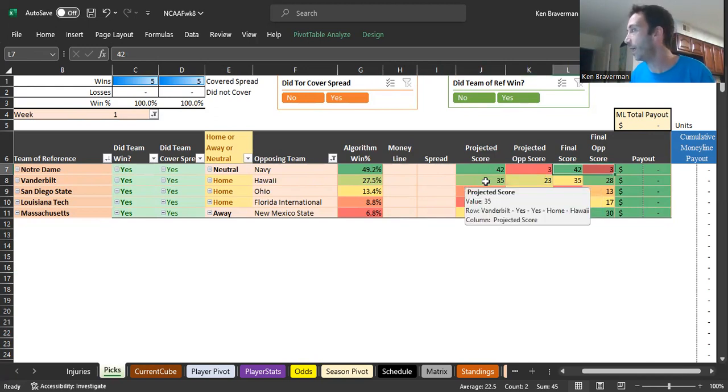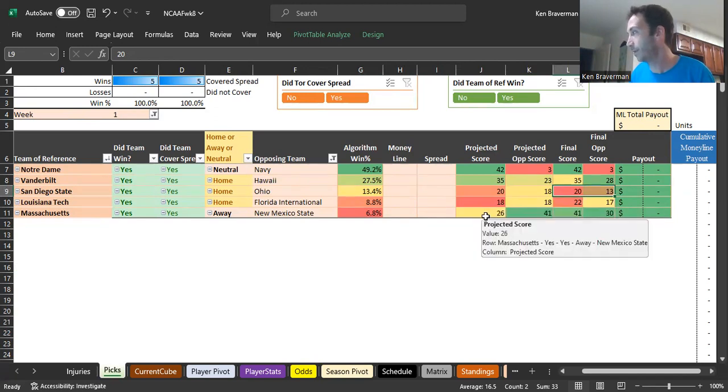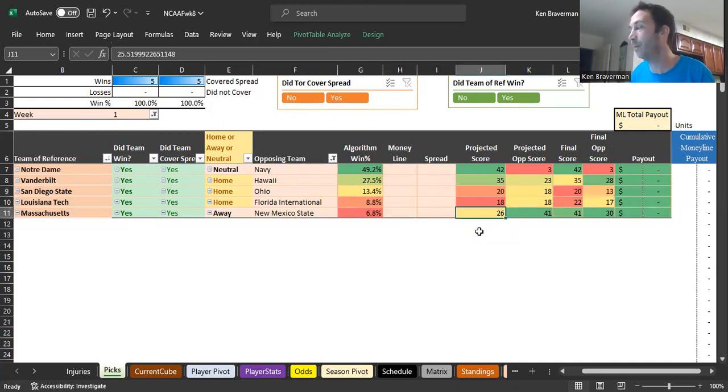The Vanderbilt-Hawaii game, I have this being 35-23. It was actually 35-28. San Diego State, I get it to be 20-18. It was 20-13. Everything looks decent, except for when you get down at the bottom, this Massachusetts-New Mexico State game, the projected scores do not align here. Here, it predicted that New Mexico State would have won this game, and the score kind of got flipped. So as you can see, there was only so much I could do to backfill the scores in a formula-driven manner to get them really good.